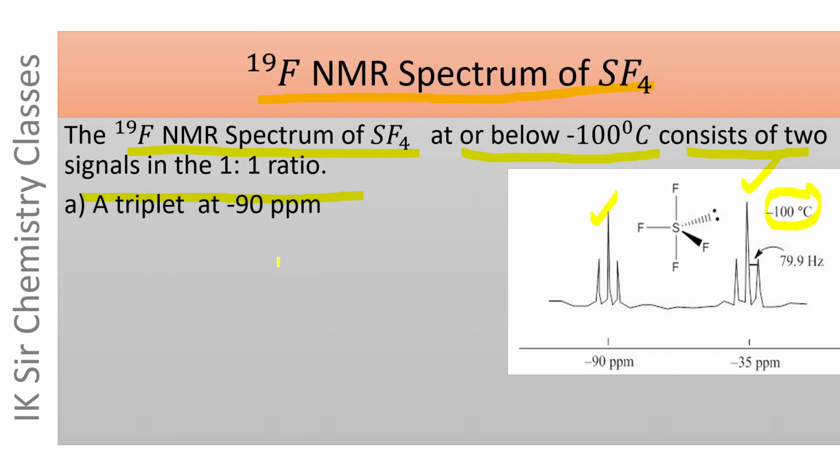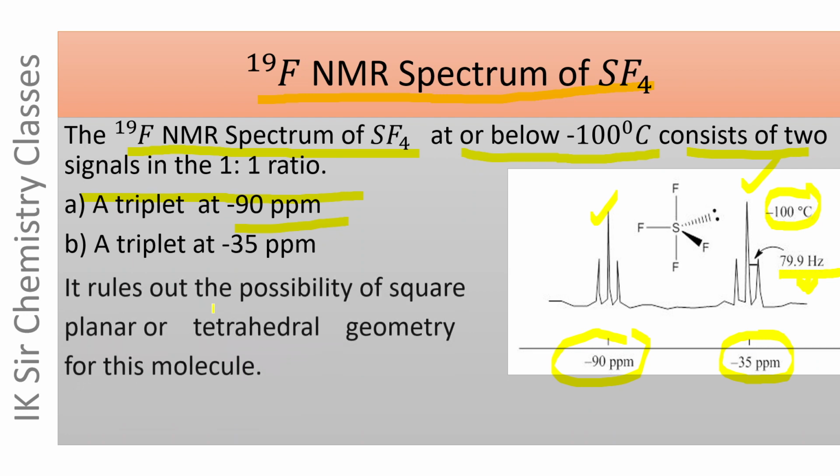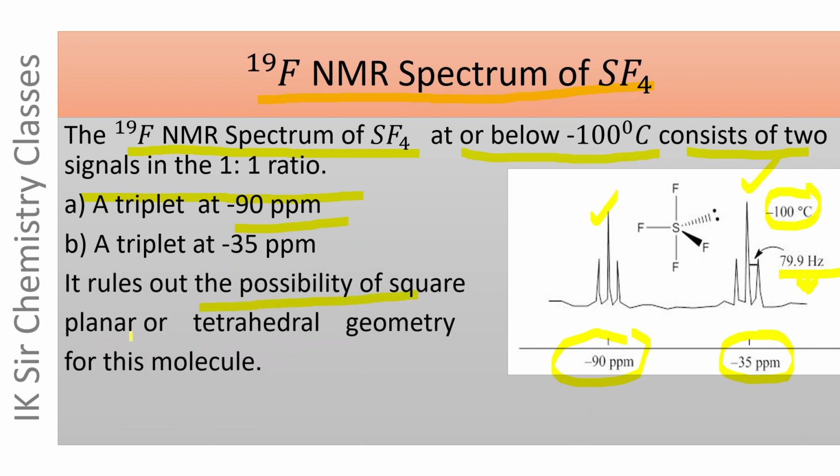A triplet signal is obtained at minus 90 ppm, while the other triplet signal is obtained at minus 35 ppm. And this is the coupling constant between two F nuclei, and it is equal to 79.9 hertz. Please note that the distance between two consecutive lines in a multiplet signal of an NMR spectrum is called the coupling constant. It rules out the possibility of square planar or tetrahedral geometry for this molecule.